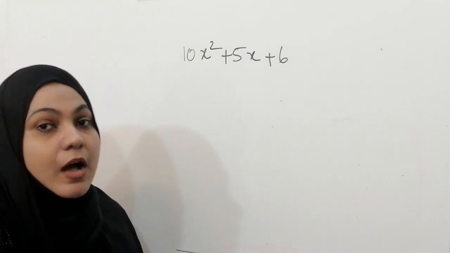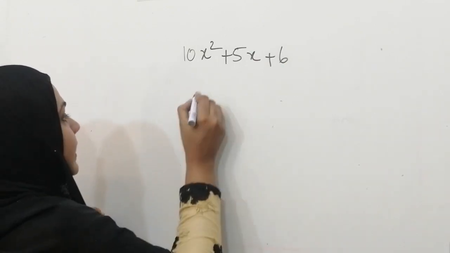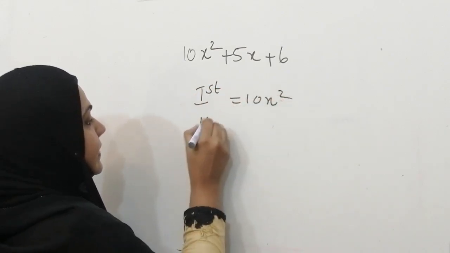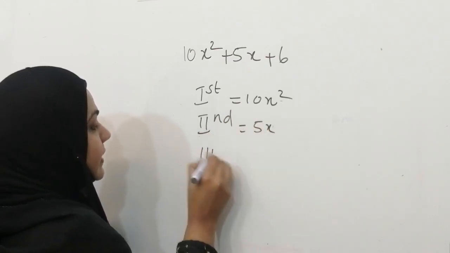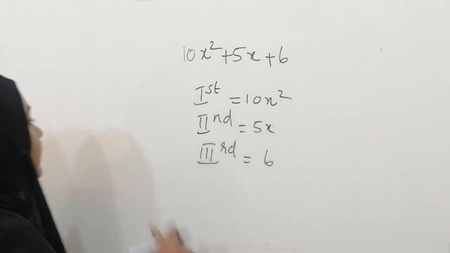In this expression, how many terms are here? So let's see. First term of this expression is 10x square and second one is 5x and third one is 6. So let's try with another example.